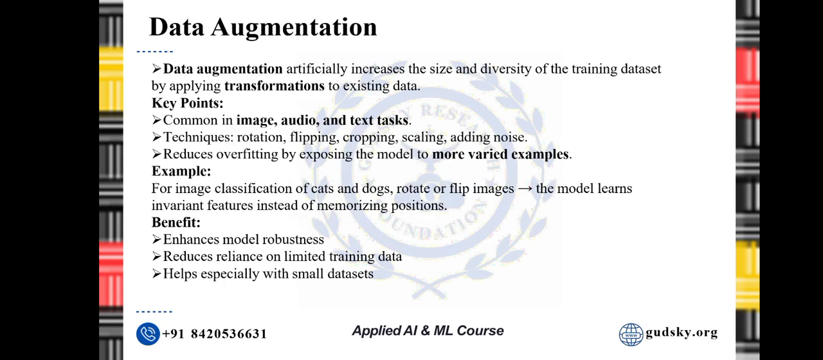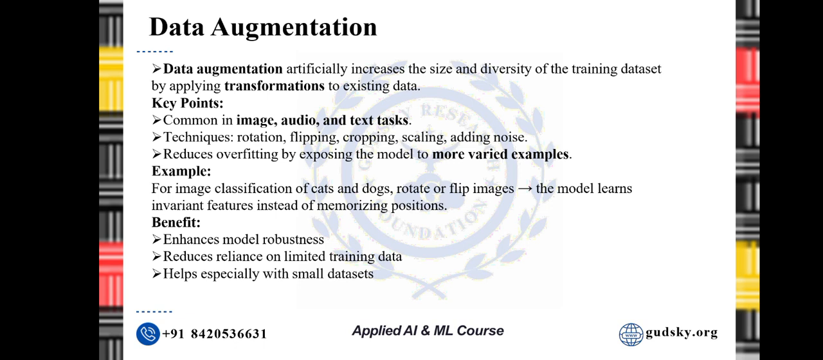And data augmentation. Data augmentation is a beautiful trick to make your model smarter without collecting new data. Data augmentation means artificially expanding your dataset by applying transformations to existing samples. So, the common techniques are, for images: rotation, flipping, cropping, scaling, and adding noise; for audio: pitch shift, time stretch; and for text: synonym replacement and word shuffling.